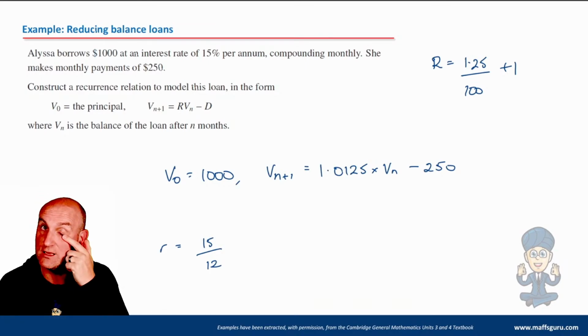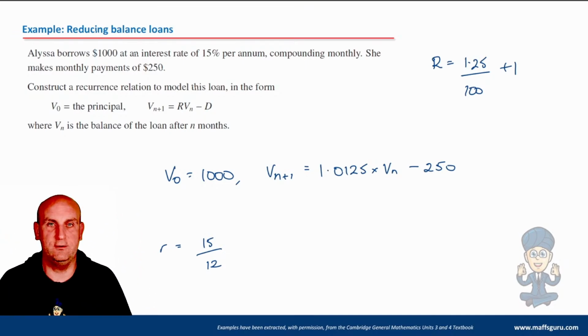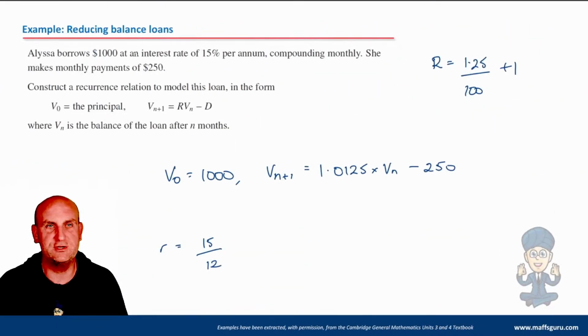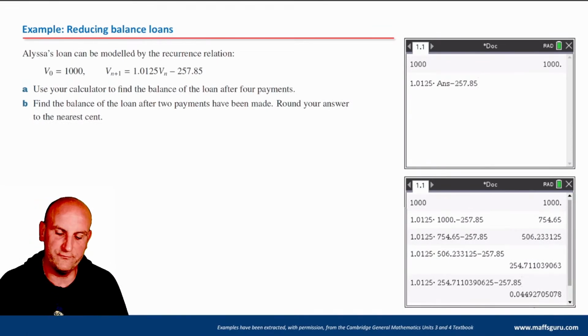And when we get to the CAS on our next session, then basically everything is the opposite way than you're expecting it to be. So that is my recurrence relationship. Basically, Alyssa's loan can be modeled by the following recurrence relationship. All right, so they've obviously updated the question here. Use your calculator to find the balance of the loan after 4 payments.